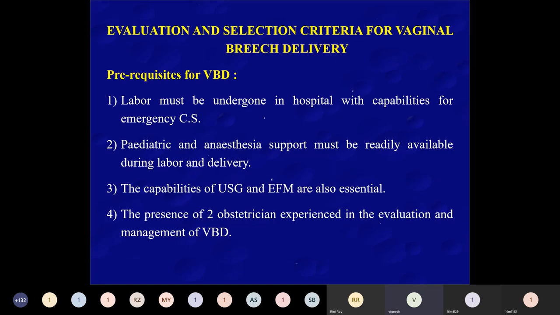The evaluation and selection criteria for vaginal breech delivery, the prerequisites. In other words, the prerequisites are that labor must be undertaken in a hospital with capabilities for emergency CS. That is, it should be in a tertiary care center, and the pediatrician and anesthesia support must be readily available during the labor. So there should be an in-house pediatrician and anesthetist. And also the capabilities of USG and electronic fetal monitoring are essential. And two obstetricians experienced in the evaluation and management of vaginal breech delivery should be available in-house when you allow the breech for vaginal delivery.